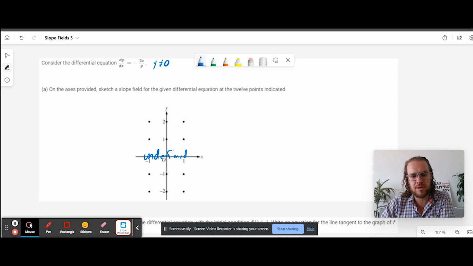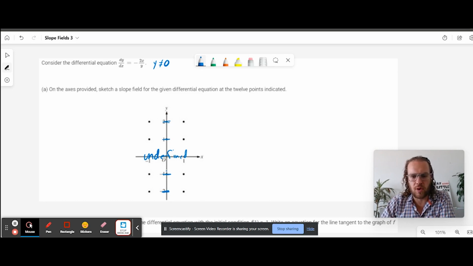And then from there, what we need to do is just start putting them in. So the other interesting thing is that if x is equal to 0, what's going to happen? Well, if x is equal to 0, then 0 divided by anything is going to be 0. So all of these ones here are simply going to be 0.